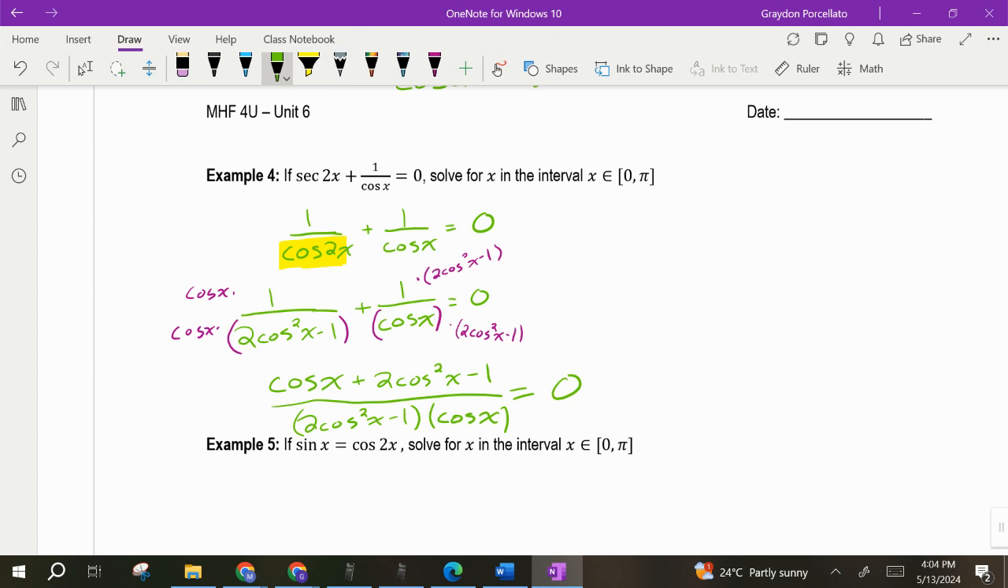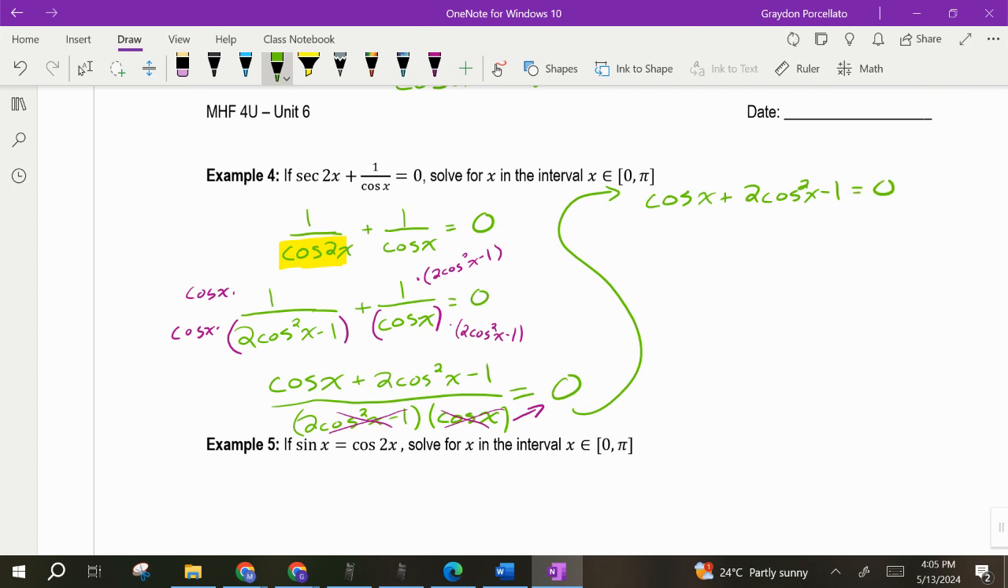Now, if you remember from our rational functions unit, when I'm solving a rational function, I can cross multiply my denominator, and I can multiply my denominator over there by 0. Now, when I multiply that whole denominator by 0, it goes away, because 0 times all of that is just 0. And so what I end up having is just my numerator, which is cos x plus 2 cos squared x minus 1 equals 0.